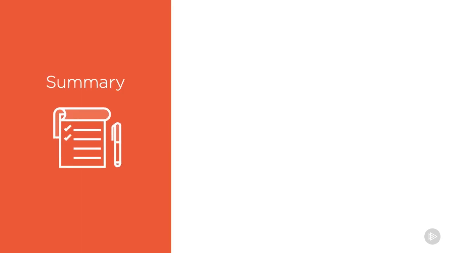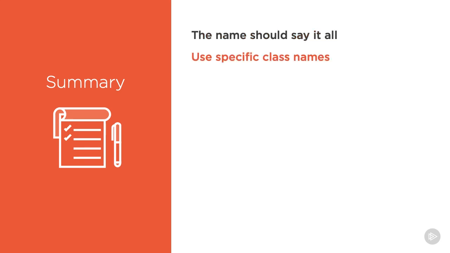In this module, we explored key naming principles. Ideally, the name should say it all. It should clearly convey what is being stored and what lies inside. We should be specific about class names to help avoid creating magnet classes. Magnet classes have unspecific names. Such names tend to attract unrelated logic.